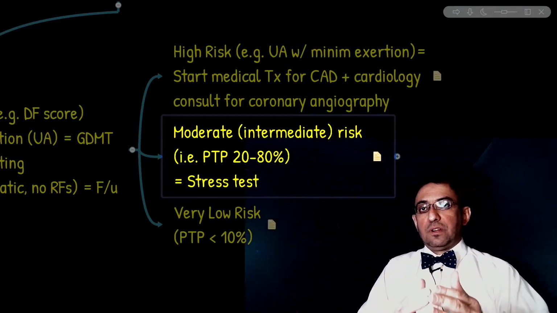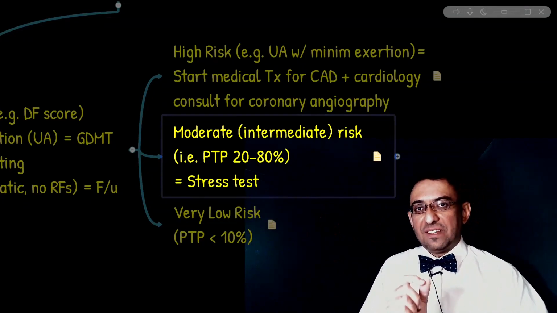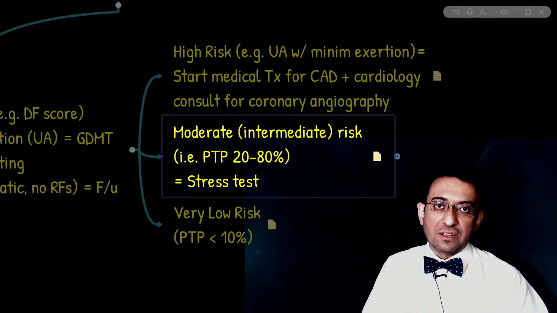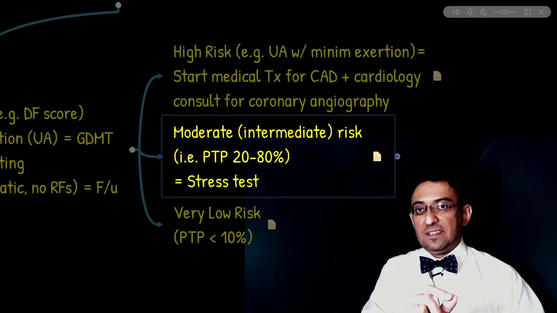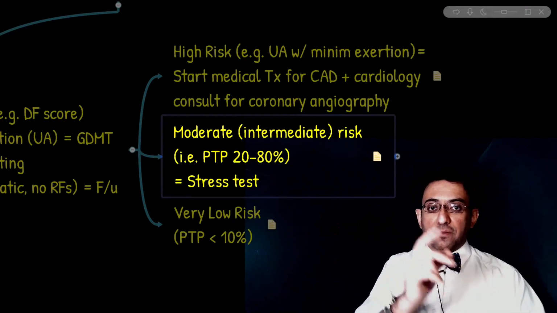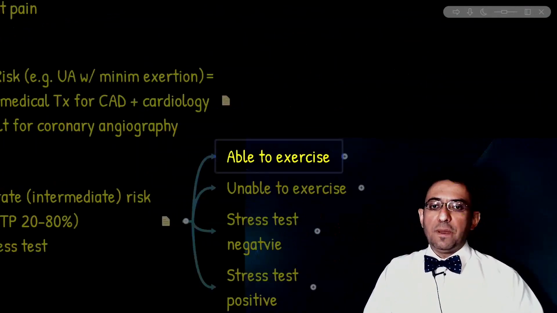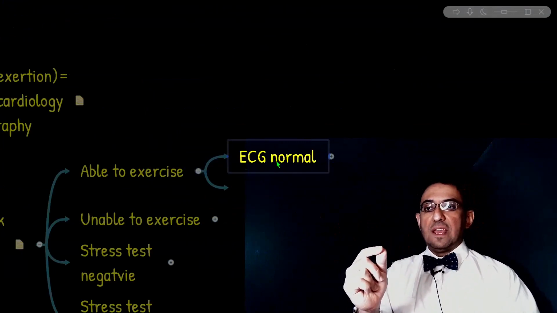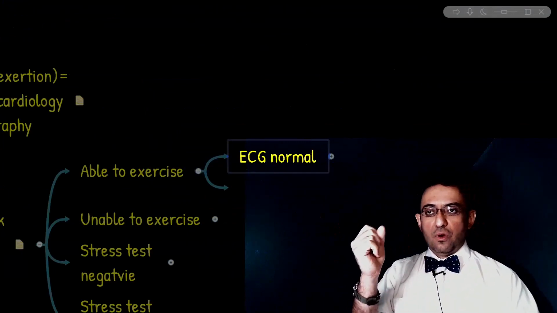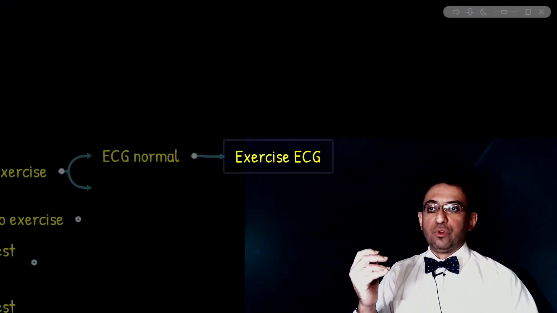The first question regarding the overall stress testing approach is, what is the best stressor in general? The best stress test is considered the exercise-induced stress. So we initiate with exercise ECG test. Now, we have two possibilities. The patient can exercise or cannot exercise. If the patient is able to exercise, we look at the baseline ECG. If the ECG is normal, that's no ventricular pacing or no left bundle branch block, the exercise ECG is the choice for this patient.